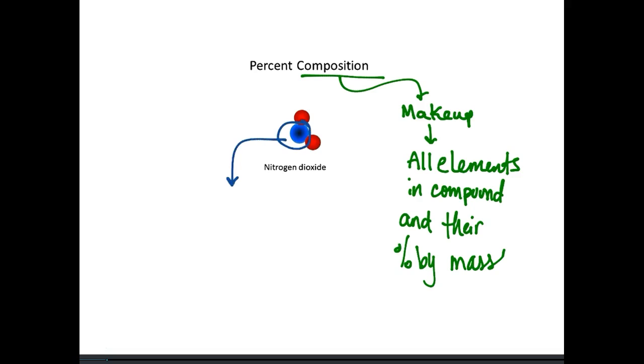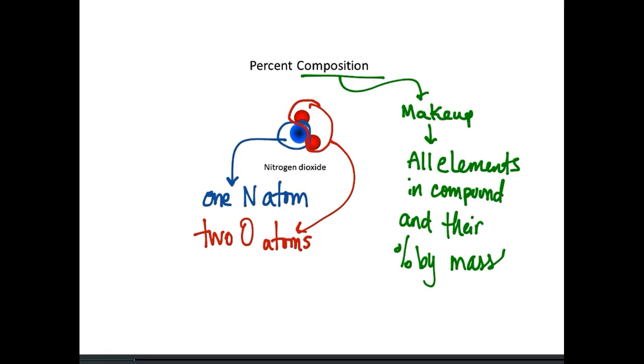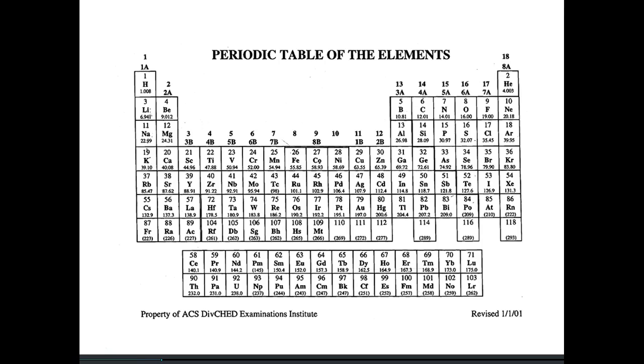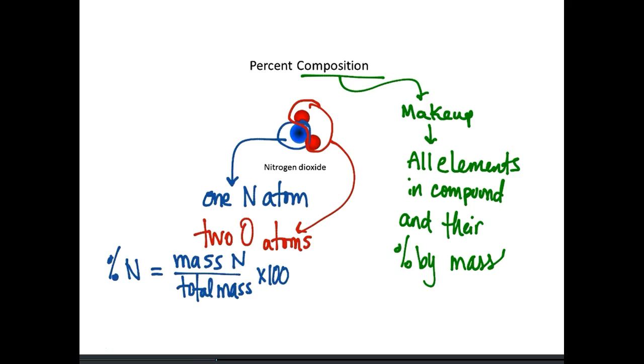So we have one nitrogen atom and two oxygen atoms. Nitrogen is here on the periodic table, 14.01 grams per mole, and oxygen is here, 16 grams per mole. So the percent nitrogen is the mass that nitrogen makes up in this compound divided by the total mass of the compound times 100 to get a percent.